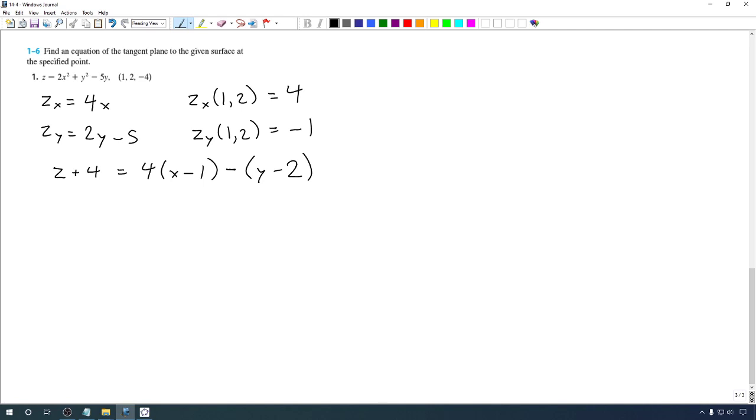I think GeoGebra is, or not GeoGebra, I think the WebAssign is perfectly fine with those. But if it specifies that it has to be in the form of z equals something, we can easily go ahead and expand things out.